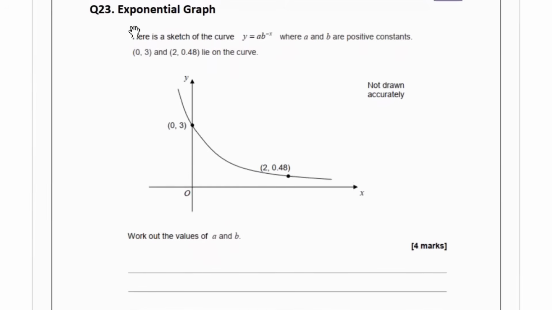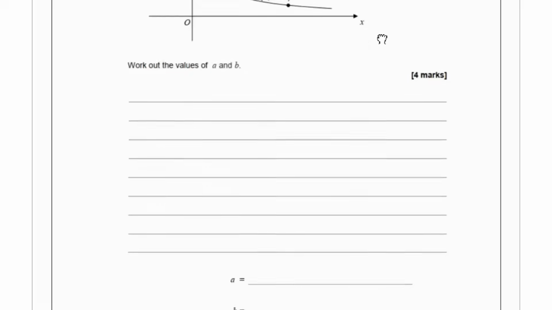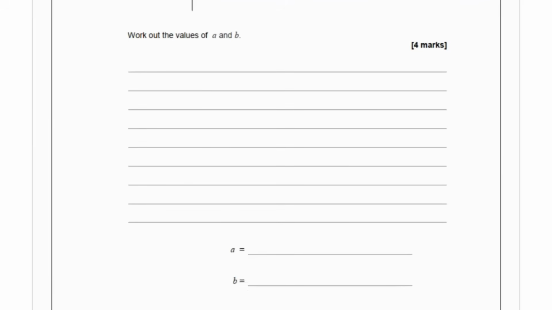Then I wanted to include a question on exponential graph because I don't think that came. I think they gave a question on a cubic graph. Sketch of the curve y equals a times b to the power of negative x, where a and b are positive constants. We have the points (0, 3) and (2, 0.48) that lie on the curve. You need to figure out the values of a and b. So very simple. You just substitute the values of x and y in the equation, create two equations, and use those to find the values of a and b.